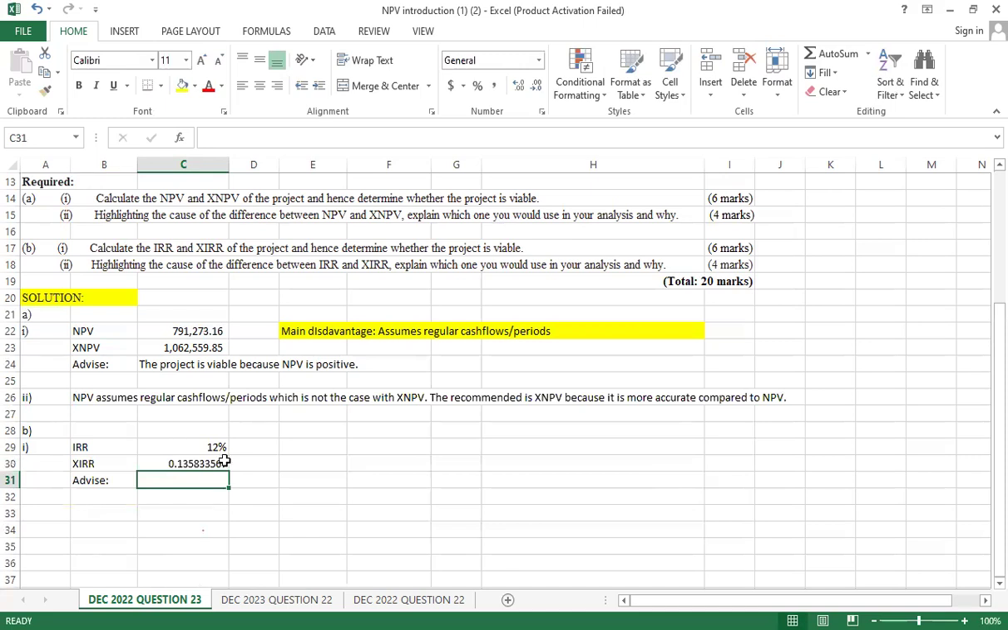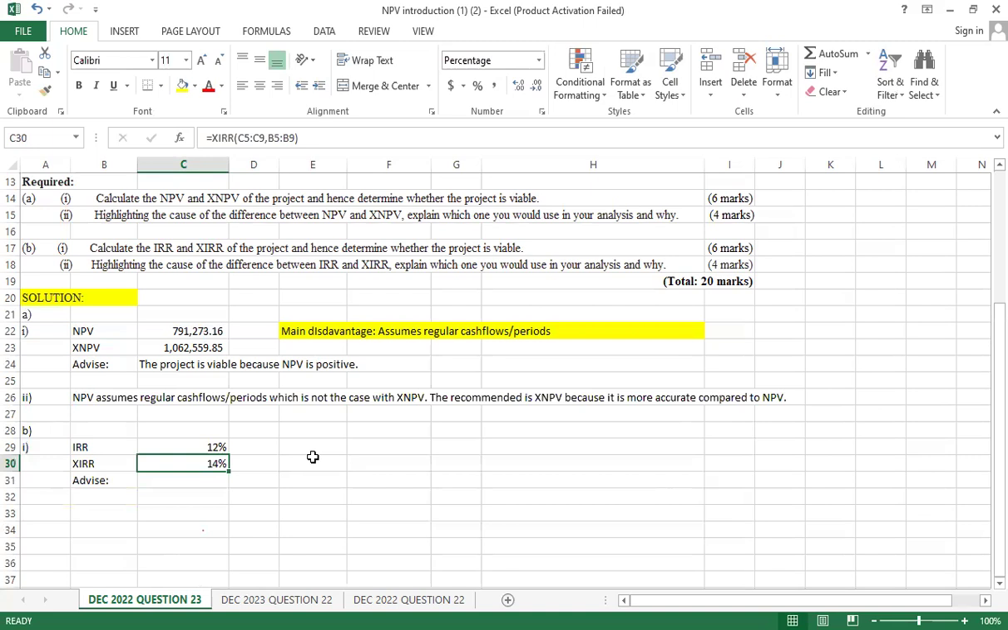That comes to about 0.135 as a percentage. That comes to about 14%. And that is it for how we compute the XIRR and the internal rate of return, the normal one.